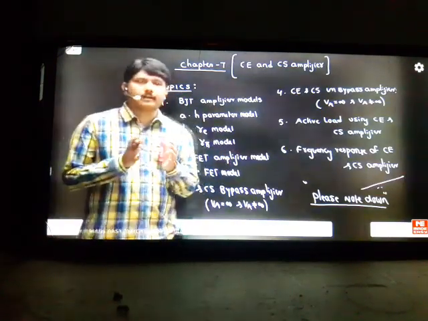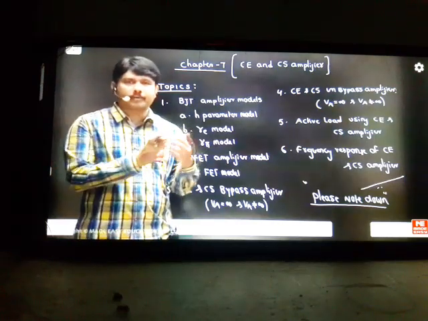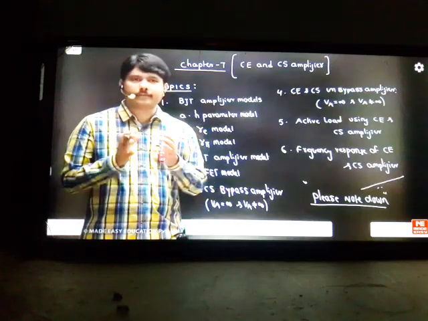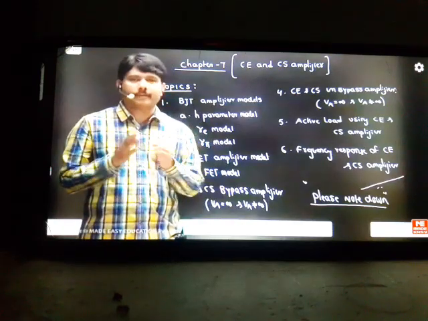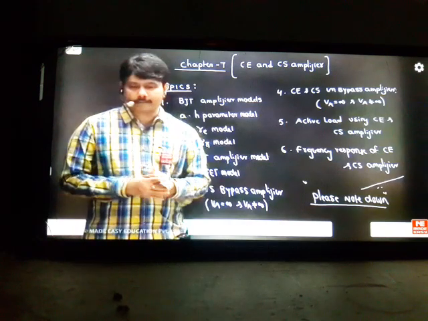In chapter number 7, we start our module with common emitter and common source amplifiers. My teaching methodology is to cover the BJT amplifier and the MOSFET amplifier at the same time, because in analog electronics, a common emitter amplifier works similarly to a common source amplifier. So why study these topics separately? We'll cover common emitter and common source at a similar time. It will make the subject easy and we can see the concepts in a lucid, simplified manner.